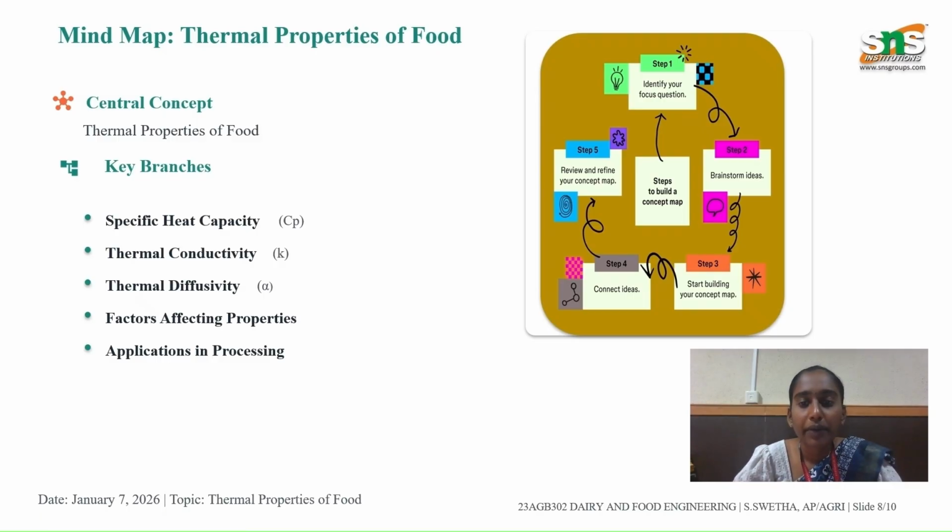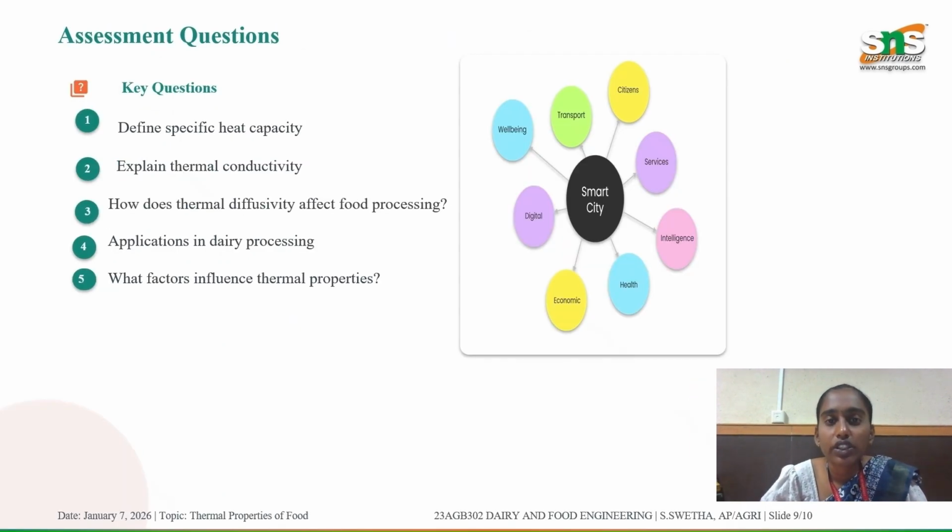So here I attach a mind map of what we have discussed in this video on thermal properties of food: specific heat capacity, thermal conductivity, thermal diffusivity, the factors affecting these thermal properties of food, and the applications in thermal processing. In upcoming videos we can discuss related concepts like heat transfer mechanisms, thermal processing technologies, and quality food preservation methods in thermal processing. I have also attached some assessment questions for your activity. Let me know your answers in the comment section.